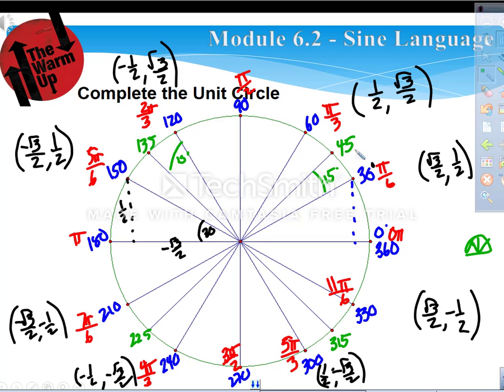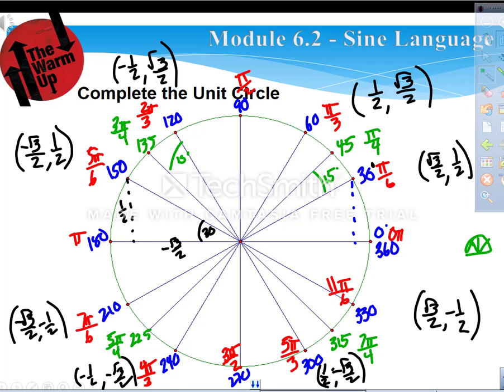So this would be 1/4 of pi, or pi over 4. This would be 2/4. This would be 3/4 of pi. This will be 4/4. This is 5/4 of pi. And then this is, what am I doing? 7 pi over 4. There we go.